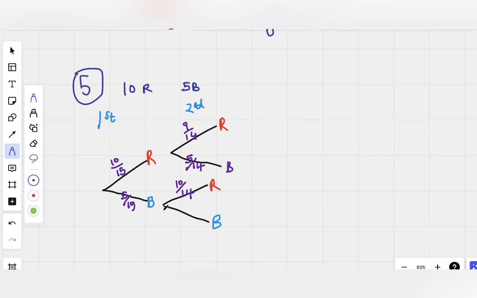Now, let's see this way. What's the probability of the second one being black, given that the first one was also black? This one will reduce to 4, and the total will also reduce to 14, because the first one you picked was black. You got 5 over 15, and for the second one, black has now reduced to 4 and the total also reduced to 14. So this is the probability tree, and this is what the question asked us to do.